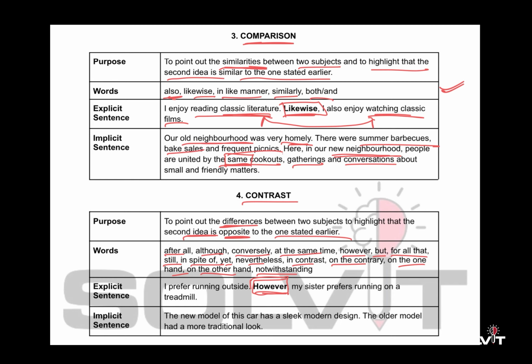Also, if the word however was not here, you could still tell that the writer is pointing out the difference between two sisters, right? I prefer running outside, my sister prefers running on a treadmill. Now, all of us know basic English and all of us have basic reasoning skills. So we know that in the first sentence, she's saying, I prefer running outside. And then in the next one, she's saying, my sister prefers running on a treadmill. So clearly, the writer is pointing out a difference between herself and her sister, right?